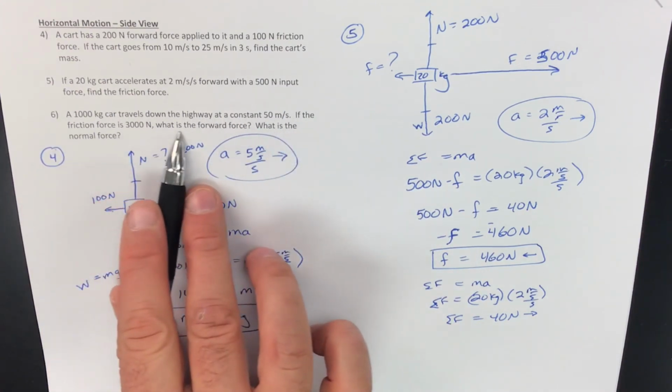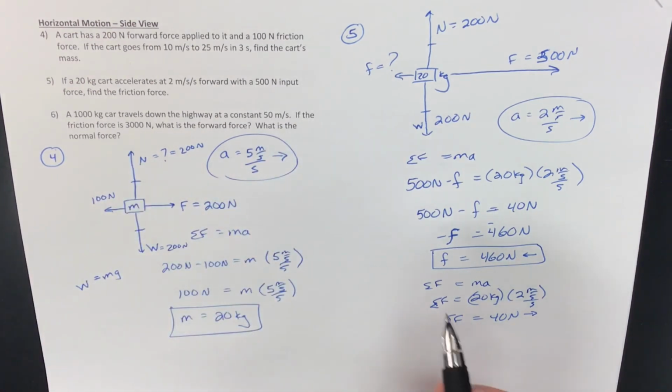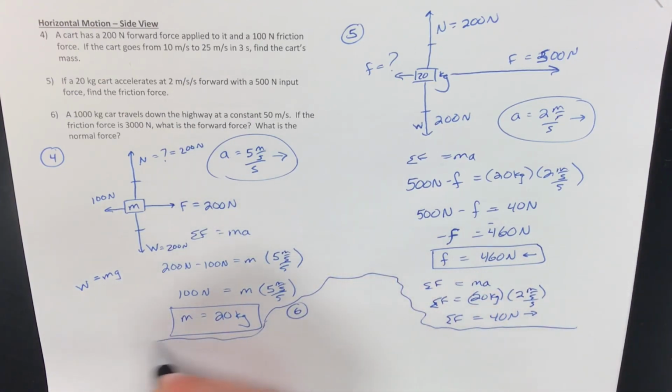Now number 6, 1,000 kilogram car travels down the highway at a constant 50 meters per second. If the friction force is 3,000 newtons, what's the forward force? What's the normal force? Then you panic because you're not given the acceleration, and then you think about Newton's first and second laws, and you're like, oh, well, this is just a car, right? Here's a car traveling down the highway. There it is. It's a beautiful minivan.